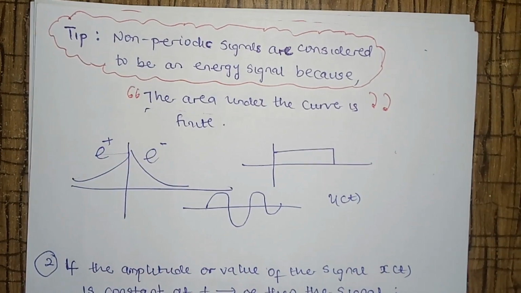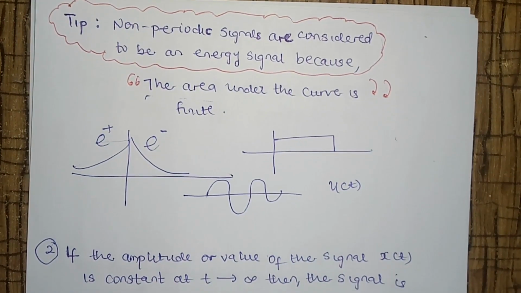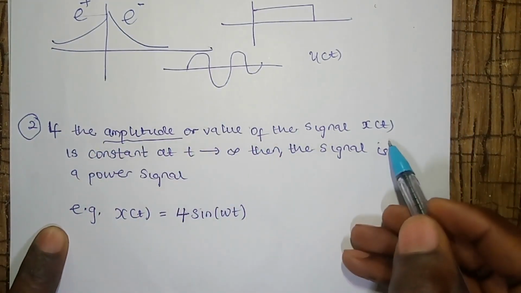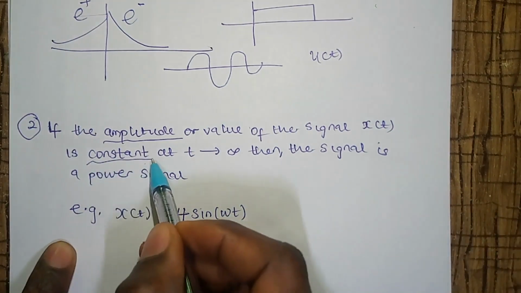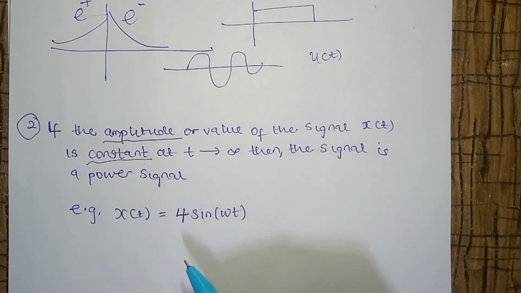Now, another thing here is that the one we discussed first is for the energy signal. What about the power signal? We said if the amplitude of the signal x of t, as we did for the first one, is constant, meaning we have a value as t tends to infinity, then the signal is said to be a power signal.